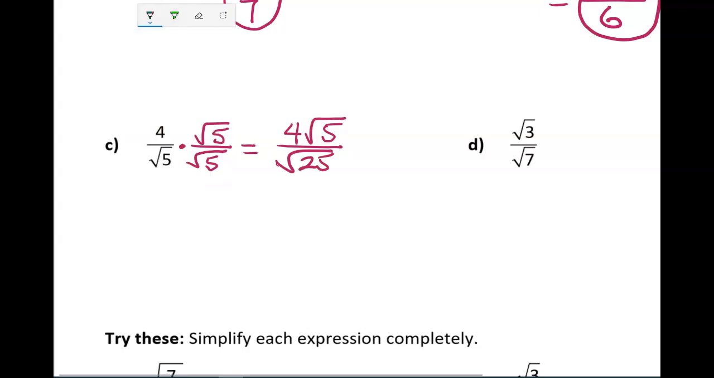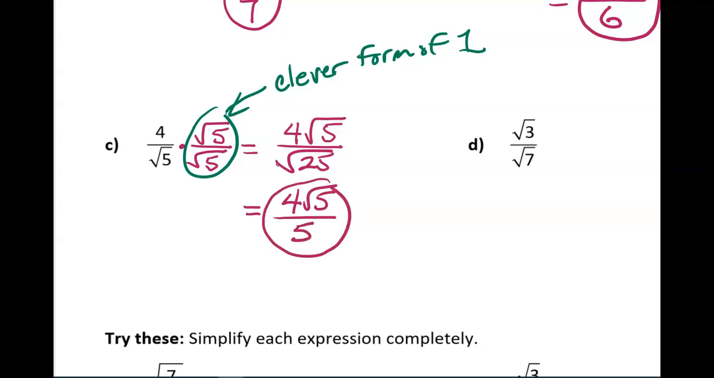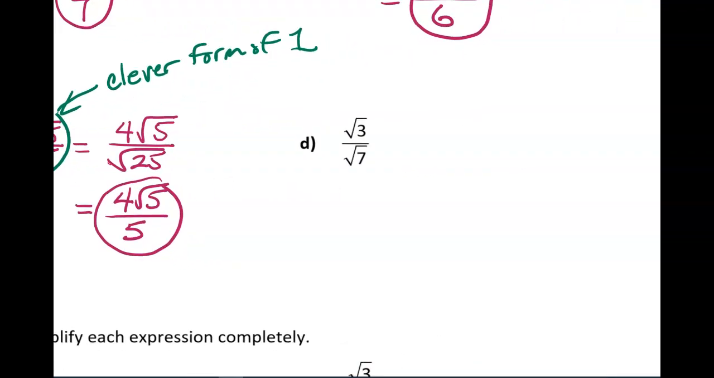Now, just in case you're wondering, that square root of 5 over the square root of 5 is what we call our clever form of 1. Any number over itself is 1, and so we're not really changing the value, we're just changing the way this fraction looks. So in the numerator, we have 4 times the square root of 5. In the denominator, the square root of 25 is a whole number, 5. So you see, by multiplying a radical times itself in the denominator, you rationalize it, or get that to be a whole number.